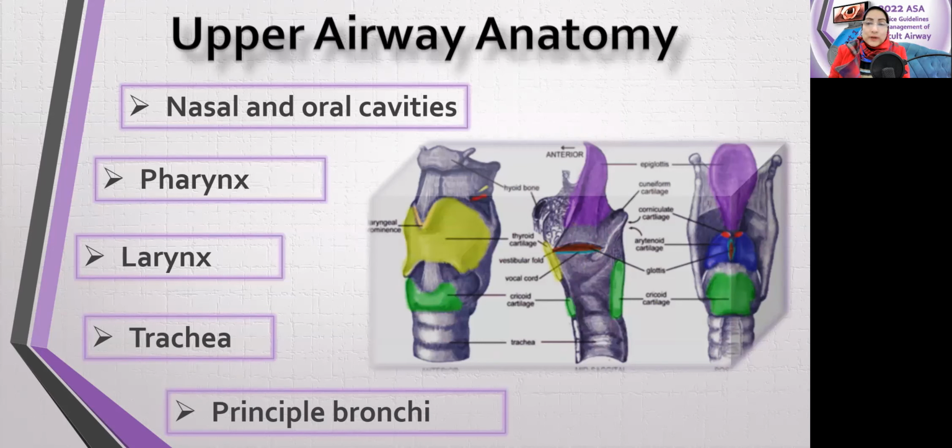The upper airway is composed of the nose, or nasal and oral cavities, pharynx, larynx, trachea, and principal bronchi. I have to know the physiology and the function of the upper airway. The most important function of the nose is humidification, warming, and filtering the air entering our body. Okay, so how does this happen? Our nasal cavity contains many capillaries and blood vessels. They warm the air entering our body.